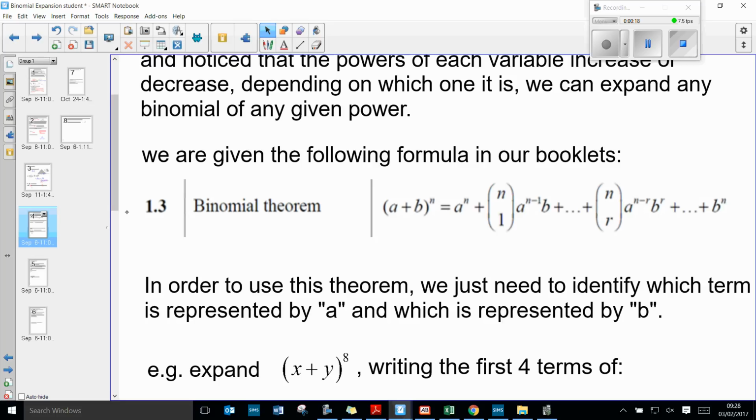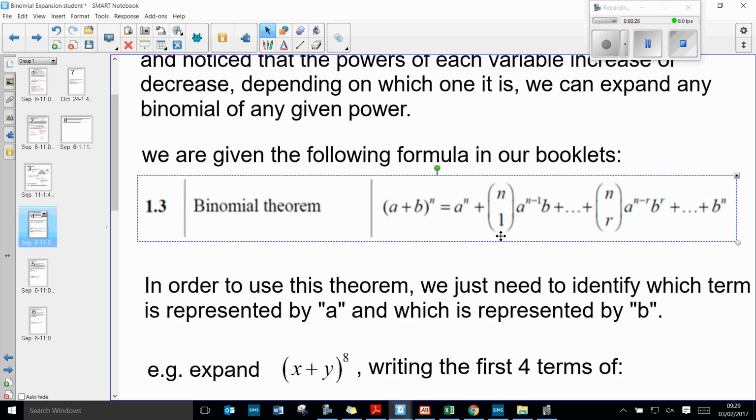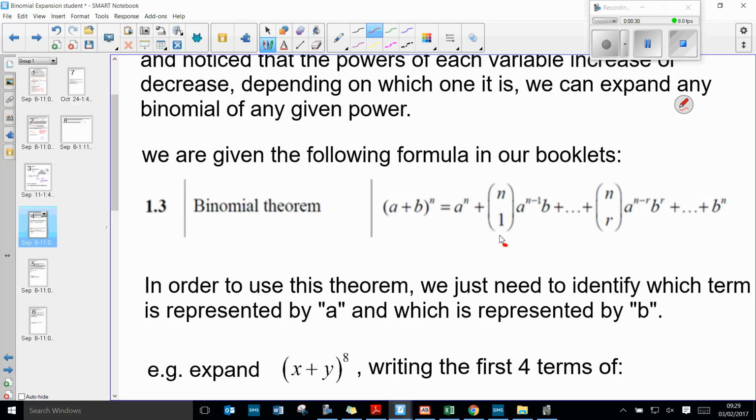So it says (a + b) to the power n starts with a^n plus nC1. Notice it starts here with nC1 because secretly this was nC0. But we know that this term, the nC0, is always going to be 1. So that's why they don't normally write it.